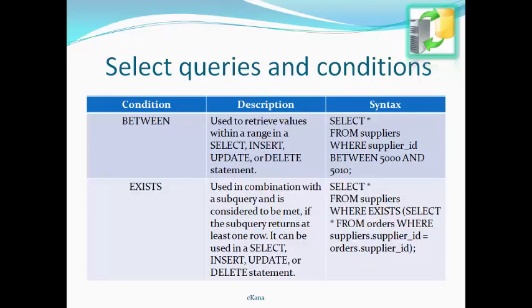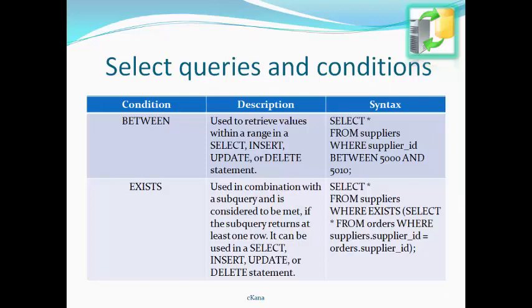Then next is the between condition. This is used to retrieve values within a range in a select, insert, update, or delete statement. The syntax is select * from suppliers where supplier ID is between 5000 and 5010. So this example would return all the rows where the supplier ID is between 5000 and 5010, inclusive of both.